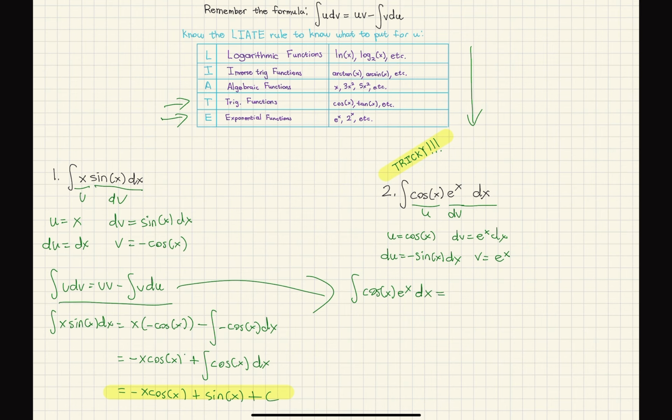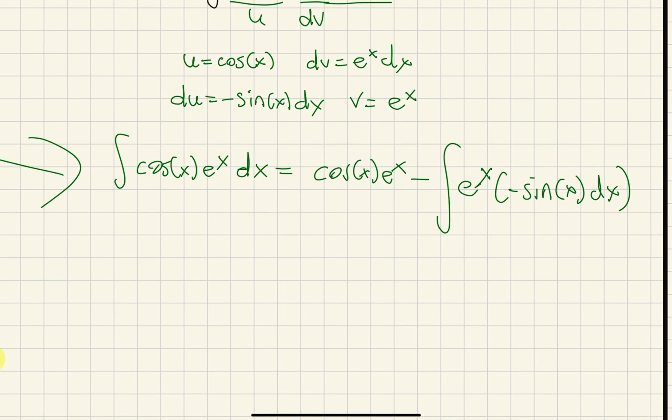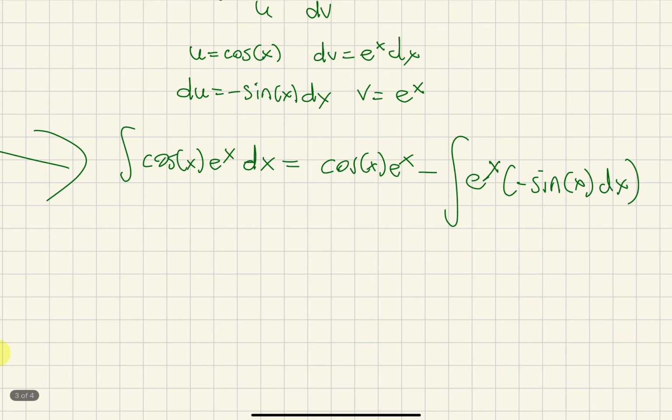That equals cosine x e to the x, minus the integral of e to the x times negative sine x dx. From here, you can see that we are most likely unable to just integrate this, so we'd have to do integration by parts again.